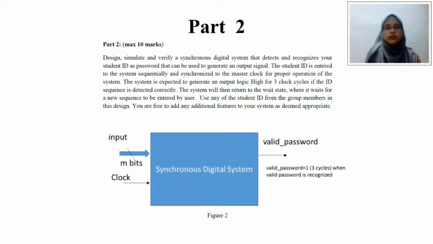The system is expected to generate an output logic high for 3 clock cycles if the ID sequence is detected correctly. The system will then return to the wait state where it waits for a new sequence to be entered by the user. Use any of the student IDs from the group members in this design. You are free to add any additional features to your system as deemed appropriate.